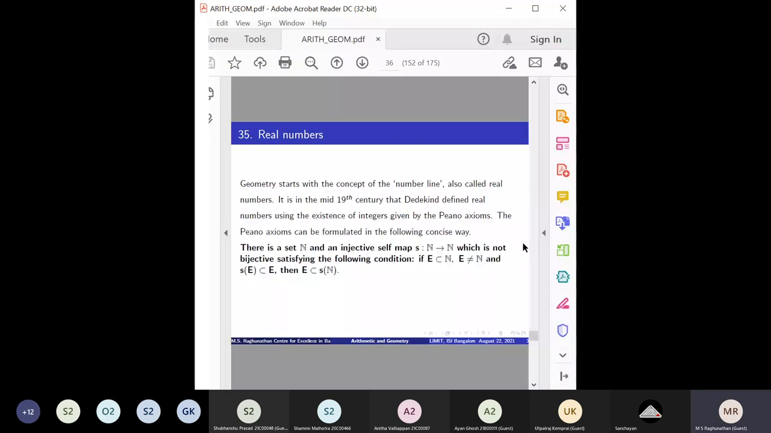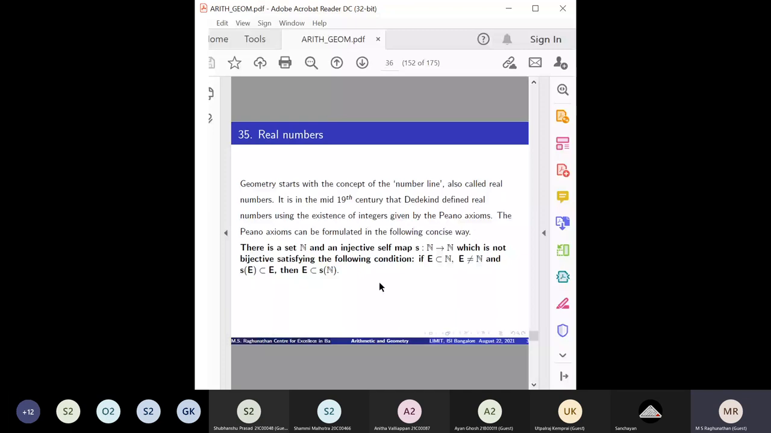So the Peano axioms can be formulated in the following concise way. There is a set N, that is essentially integers, and an injective self map S from N to N, which is a successor map, which is not bijective, satisfying the following condition. If E is a subset of N, and E is not equal to N, and S(E) is contained in E, then E is empty. This is not the usual way in which Peano's axioms are formulated. If you have come across the axioms, you would have seen it in a somewhat different setup, but this is entirely equivalent to whatever other formulations are given.